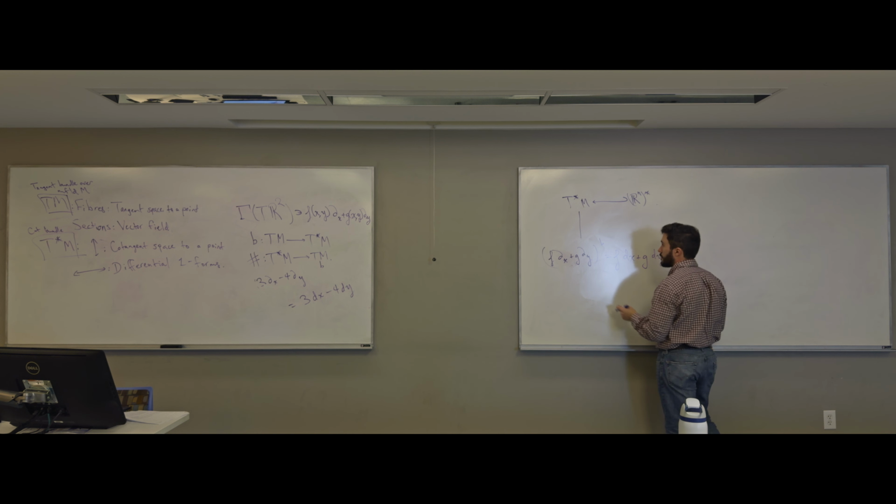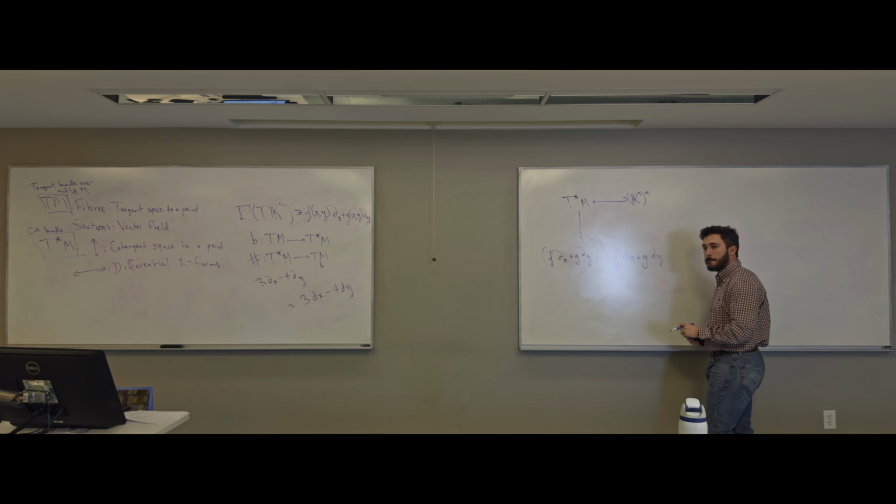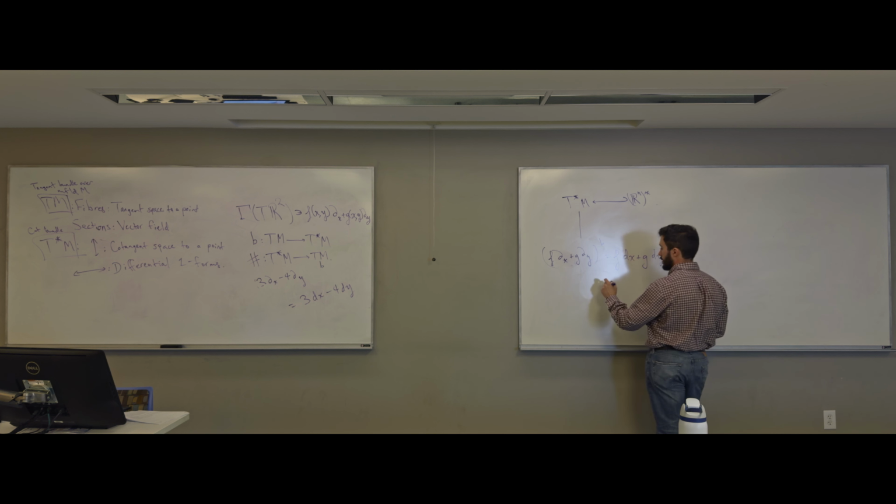So, just 2 numbers. 5 and 7. So that's going to be written 5 del x plus 7 del y.